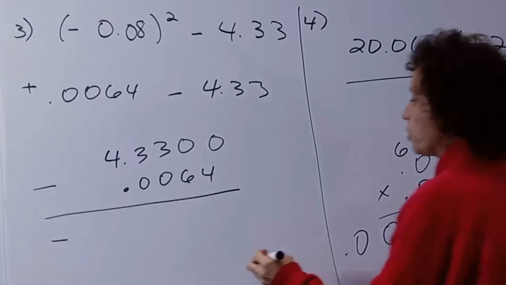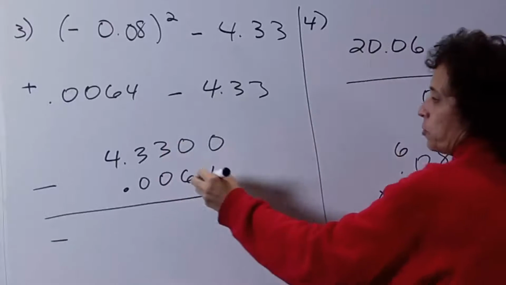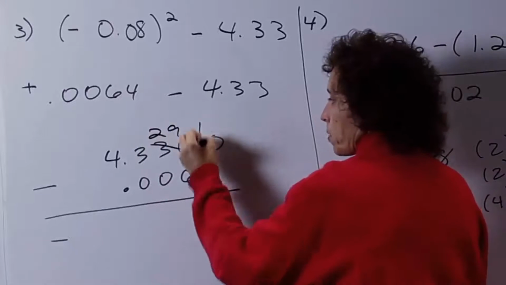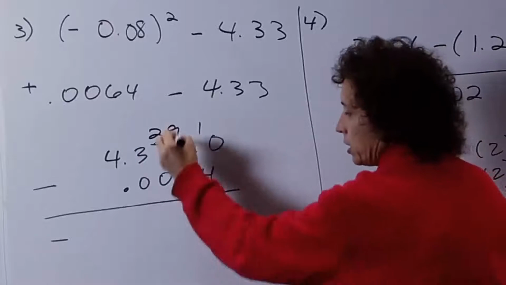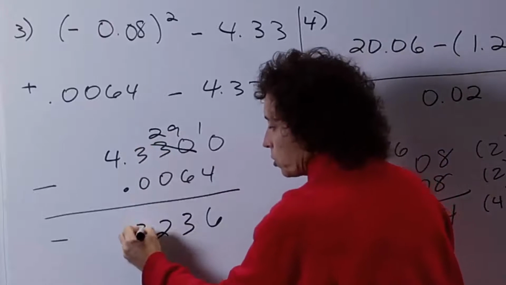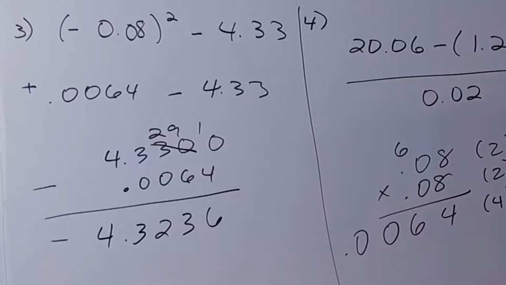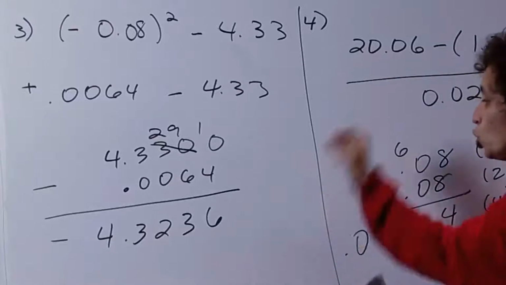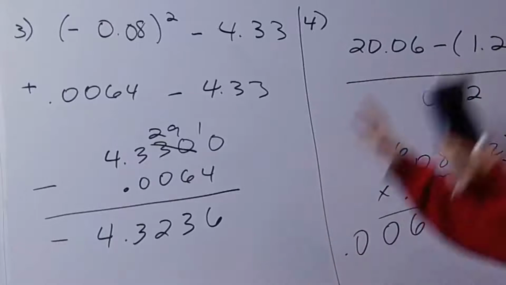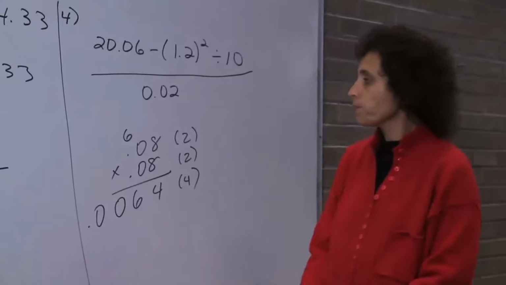Here we go. We're going to have to borrow. So I can't take 4 away from 0. So I'm going to have to borrow 1. That's 6. 9 minus 6 is 3. 2 minus 0 is 2. 3 minus 0 is 3. And 4 minus 0 is 4. So it's 4.3236, or 4 and 3,236 10,000ths. That's a mouthful. Okay, so that's 3. Let's do 4.